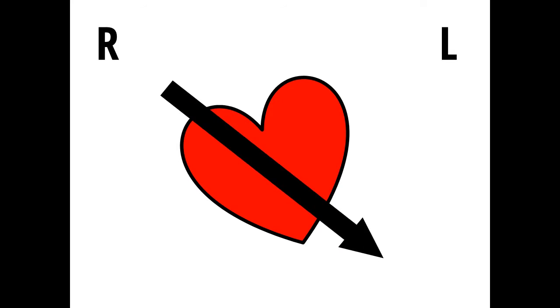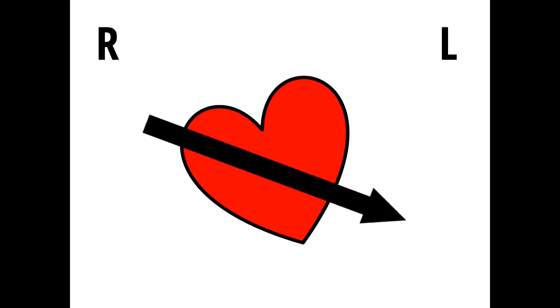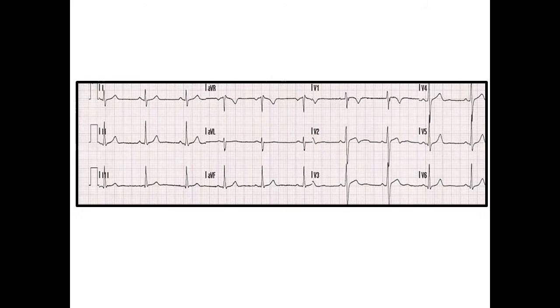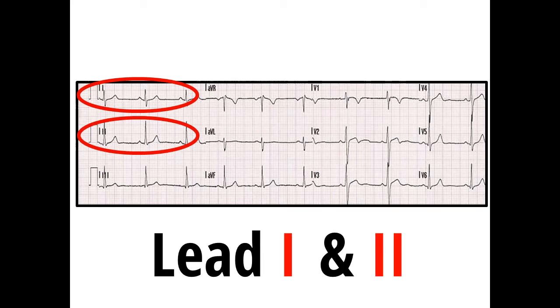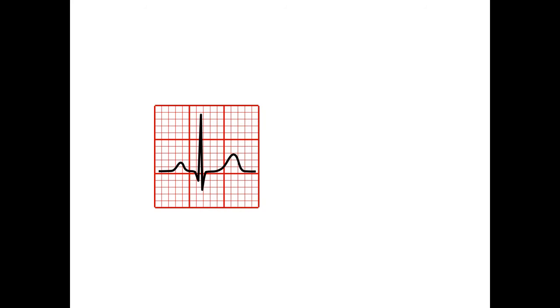The cardiac axis is the overall direction of ventricular depolarization. Sometimes the axis is normal, too far to the left, or too far to the right. You can work it out really simply by finding leads 1 and 2 and deciding if these leads are positive or negative.